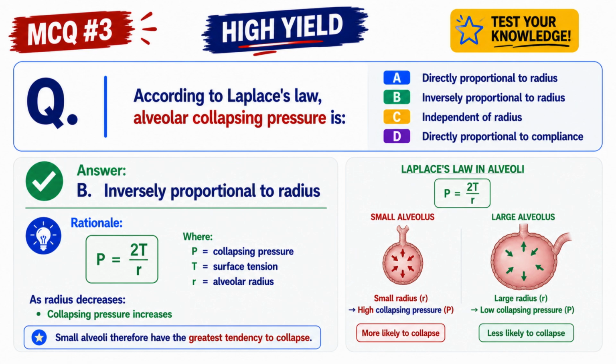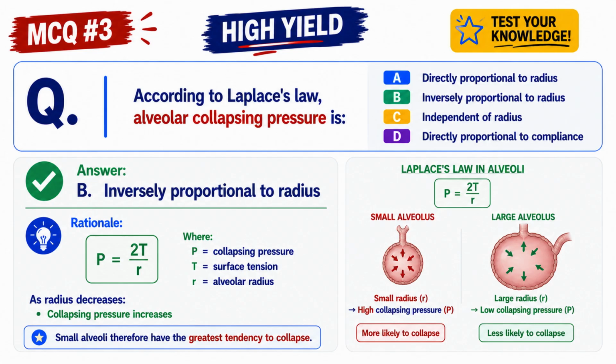Laplace's law for a sphere: pressure equals 2 times surface tension divided by radius. P equals 2T over R. The critical insight: pressure and radius are inversely related. As radius decreases, pressure increases. Small alveoli have higher collapsing pressure than large alveoli.